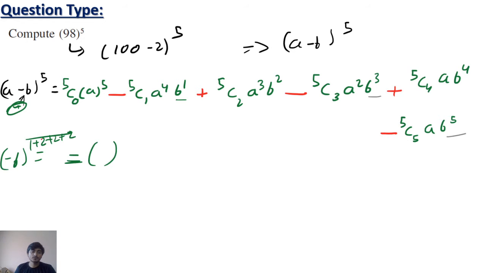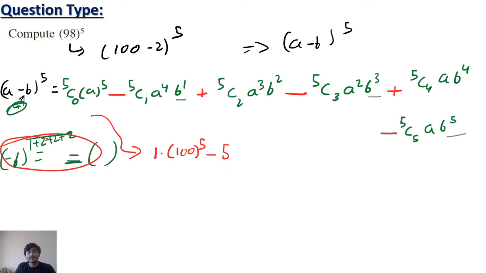After this, now you can put in the values. So 5c0 is nothing but 1 into 100 to power 5. Then minus 5c1, and 5c1 is nothing but 5, and a to power 4 is 100 to power 4 into b to power 1, so b is how much? 2.